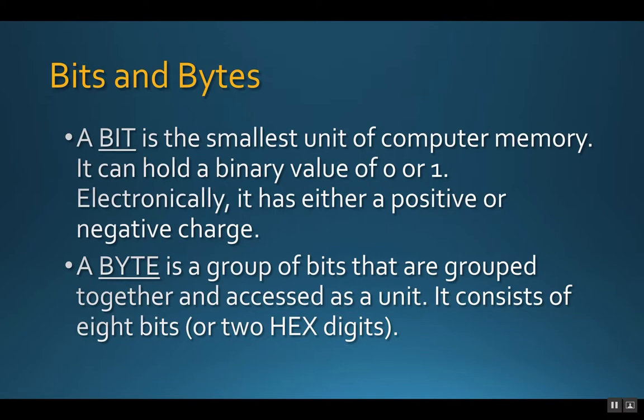In the computer, a bit is the name for the smallest unit of computer memory. It can hold a binary value of a simple 0 or 1. So electronically, it either has a positive or a negative charge in the electronics of the computer. A byte groups bits together into something meaningful. Usually 8 bits are grouped together to make a byte, and that can be represented by 2 hexadecimal digits.